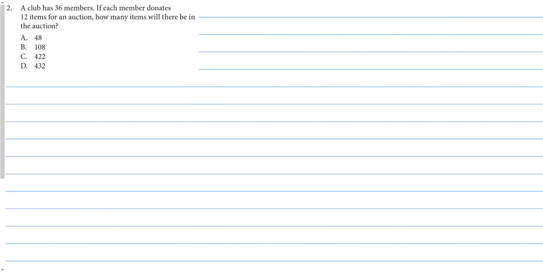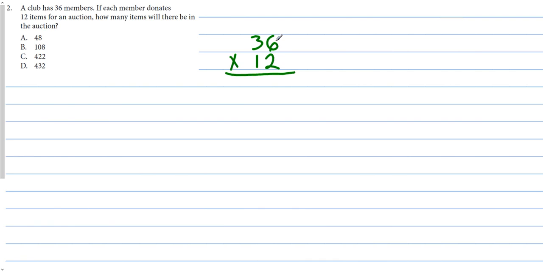Let's look at number 2. Number 2, a club has 36 members. Each member donates 12 items for an auction. How many items will there be in the auction? So we have 36, and each of them are going to donate 12. So that's going to be a multiplication. We're going to have to multiply 36 times 12. And so we go ahead and do that.